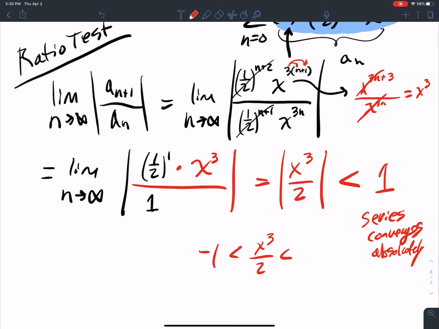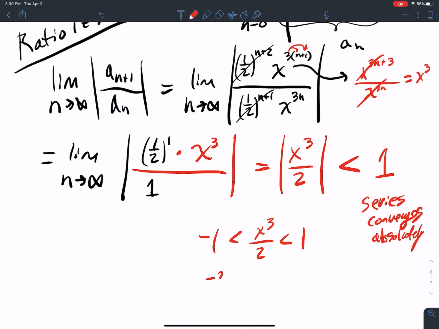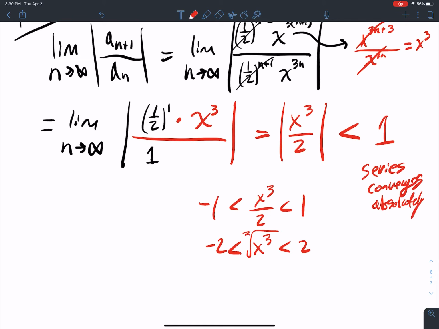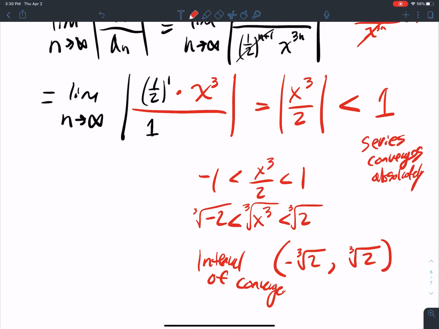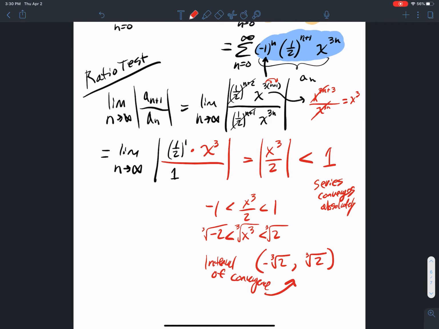So now I need to solve this. x cubed over 2 is between negative 1 and 1. Multiply by 2, negative 2 to positive 2 for x cubed. Cube root everything. So my interval of convergence is between negative cube root of 2 and positive cube root of 2. Okay, that's my interval of convergence right there.